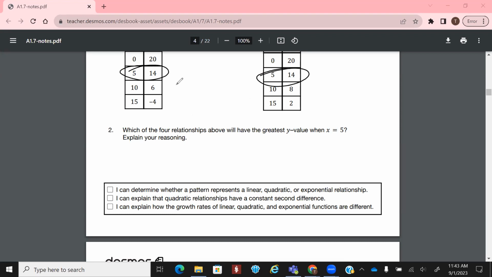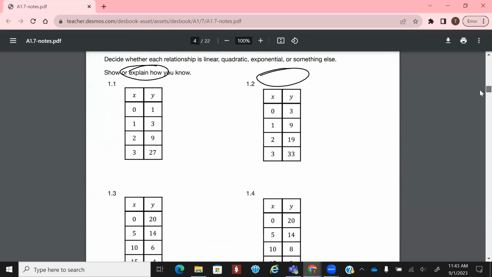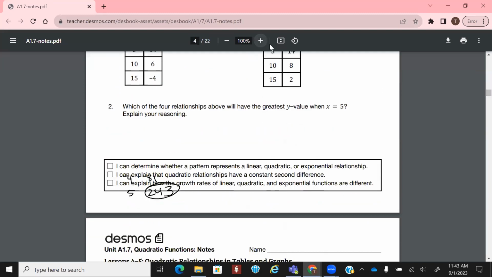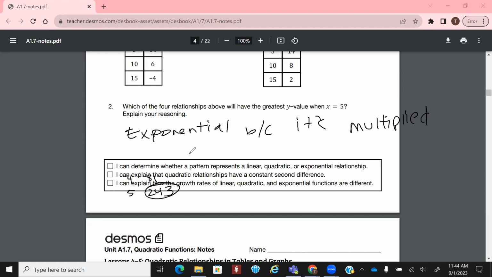Okay. When x is 5, your y is 14 for these two. So if we go up here, remember how this one was multiplying by 3 each time? If we multiply by 3 until we get to x equals 5, we would have 243. That's going to be the highest because it's exponential and it's growing faster, going up at a faster rate. So it's going to be the exponential because it's multiplied by 3.